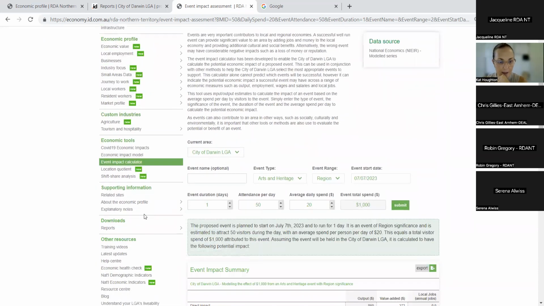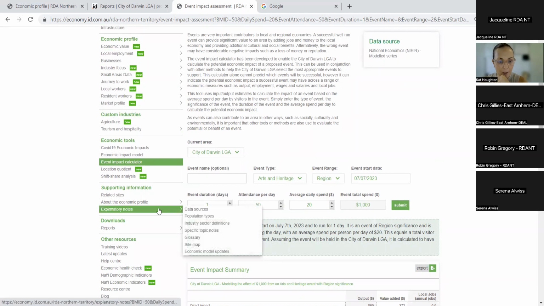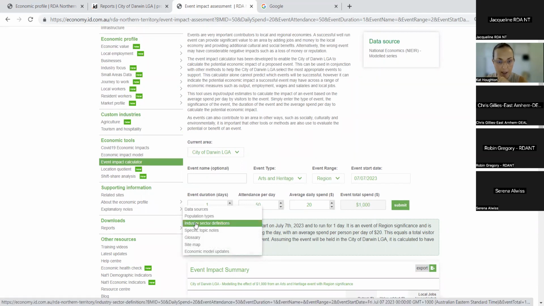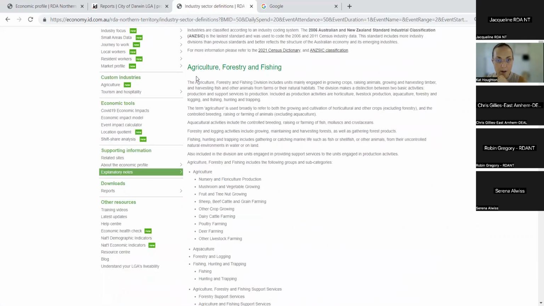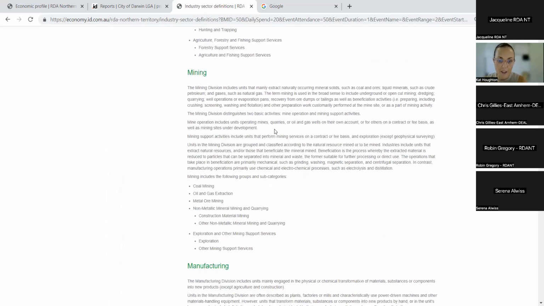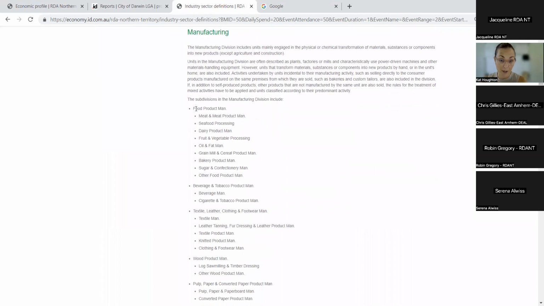So I think that's everything. We've got this explanatory notes section. Industry sector definitions is something we get asked about a lot. This gives you a breakdown of what actually is agriculture, forestry, and fishing, what actually is mining, manufacturing, what is food product manufacturing, what actually comes into that category. So that's a really good place to go as well, because you can start to break that down.